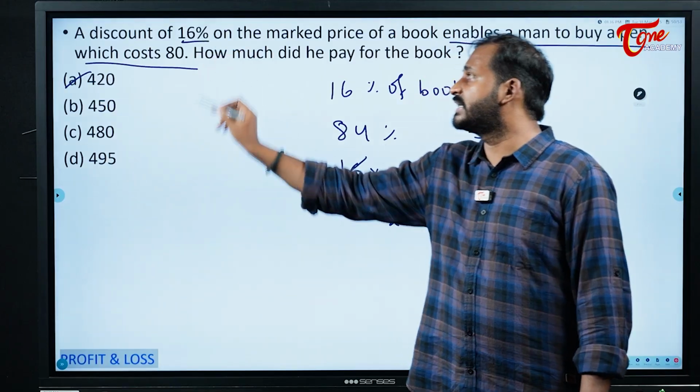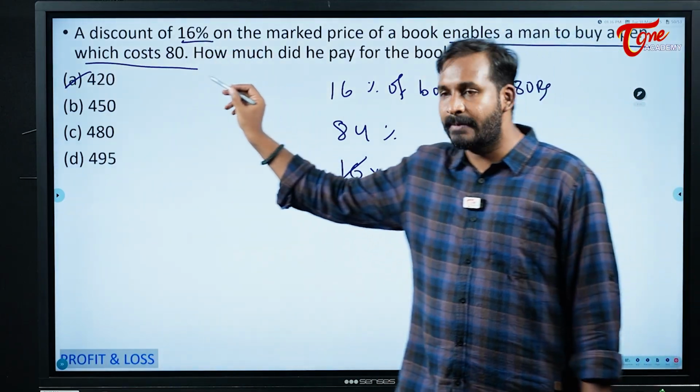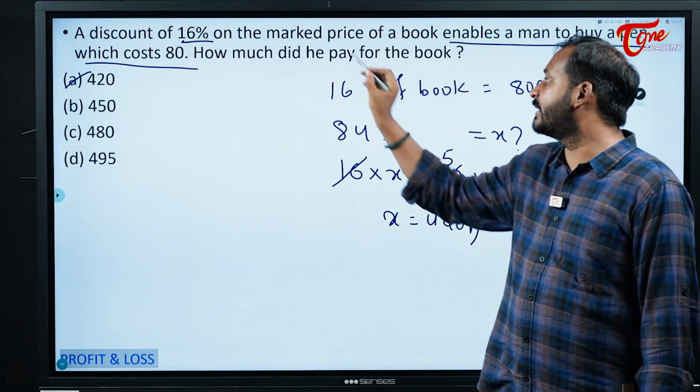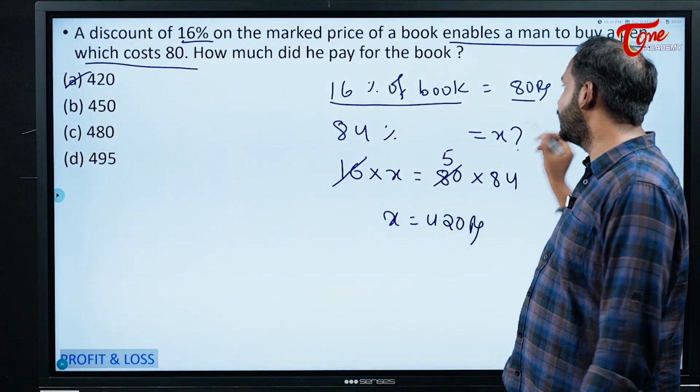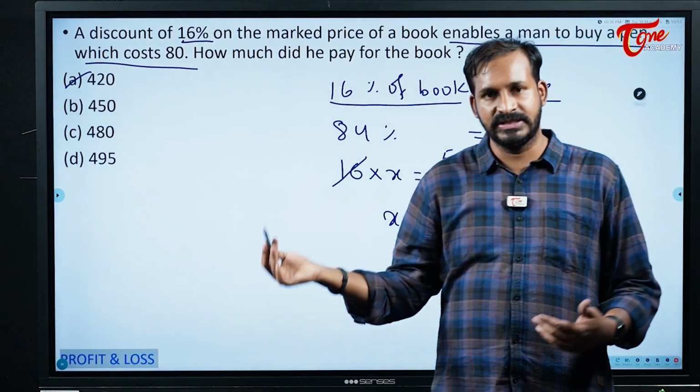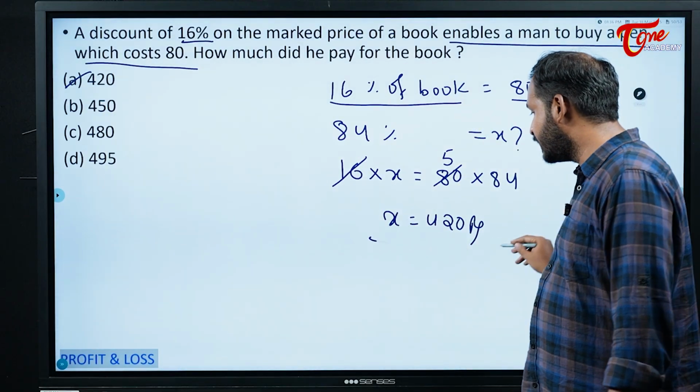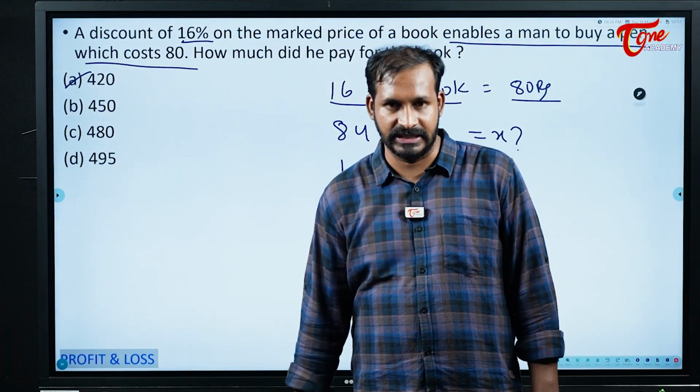So a simple concept here. With the amount which he saved on the book, he can buy the pen. So 16% of the marked value of the book is 80 rupees. Like this, we will get a price of 420 rupees here.